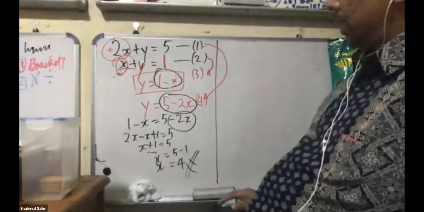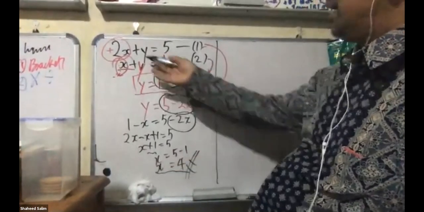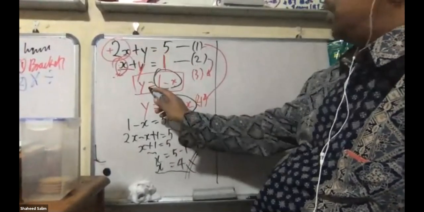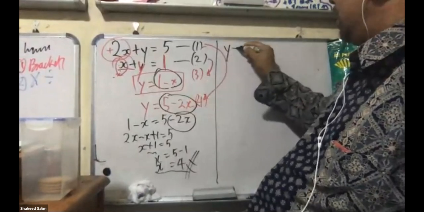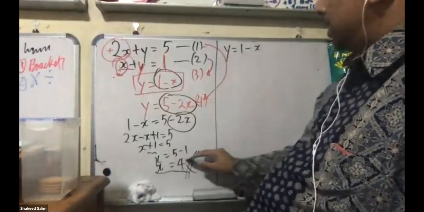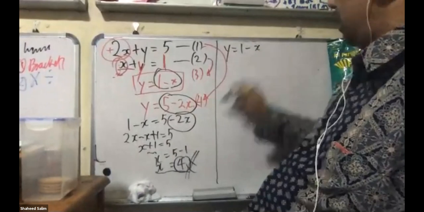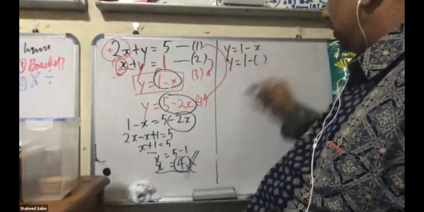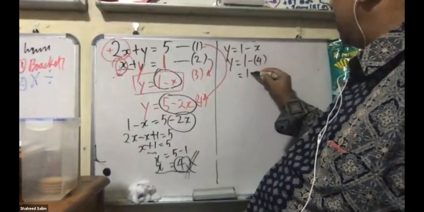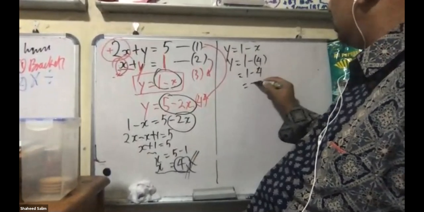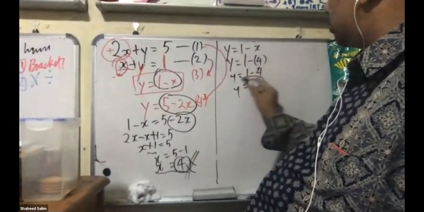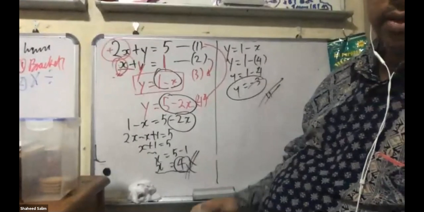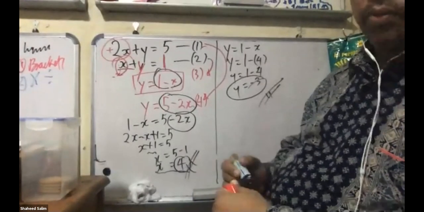Now, the next step, I need to substitute this into either one. I can substitute here. So I'm going to substitute y into equation 3, y equals 1 minus x. I put the value of x, 4, into this x. Y equals 1 minus 4, so 1 minus 4 equals minus 3. Y equals minus 3, x equals 4. Okay, are we okay?